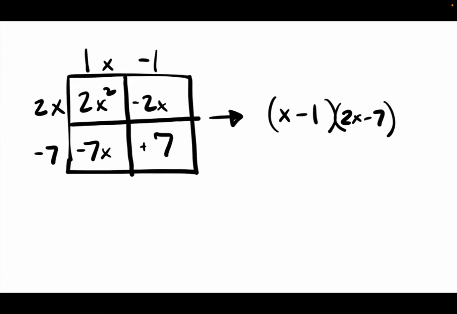A student asked last period, Mr. Flores, what if I wrote 2x minus 7 there and x minus 1 there? Is that okay? I'm like, yeah, that's okay. As long as you have a parentheses with x minus 1 and a parentheses with 2x minus 7, order doesn't matter.